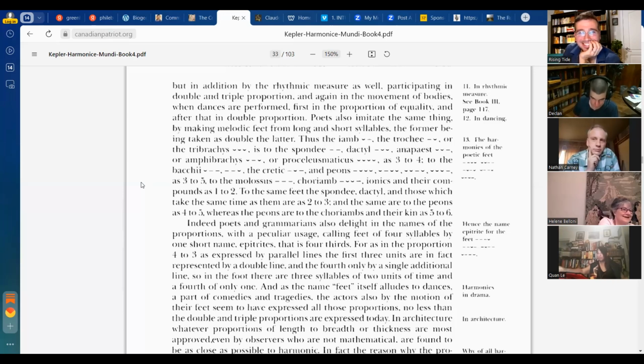Tribrachus. Tribrachus, which I guess is di di di. Or is the spondee, dum dum, goodness gracious, dactyl, anapest, or amphibrach? Yeah, you're on a roll. You're on a roll. Keep going.